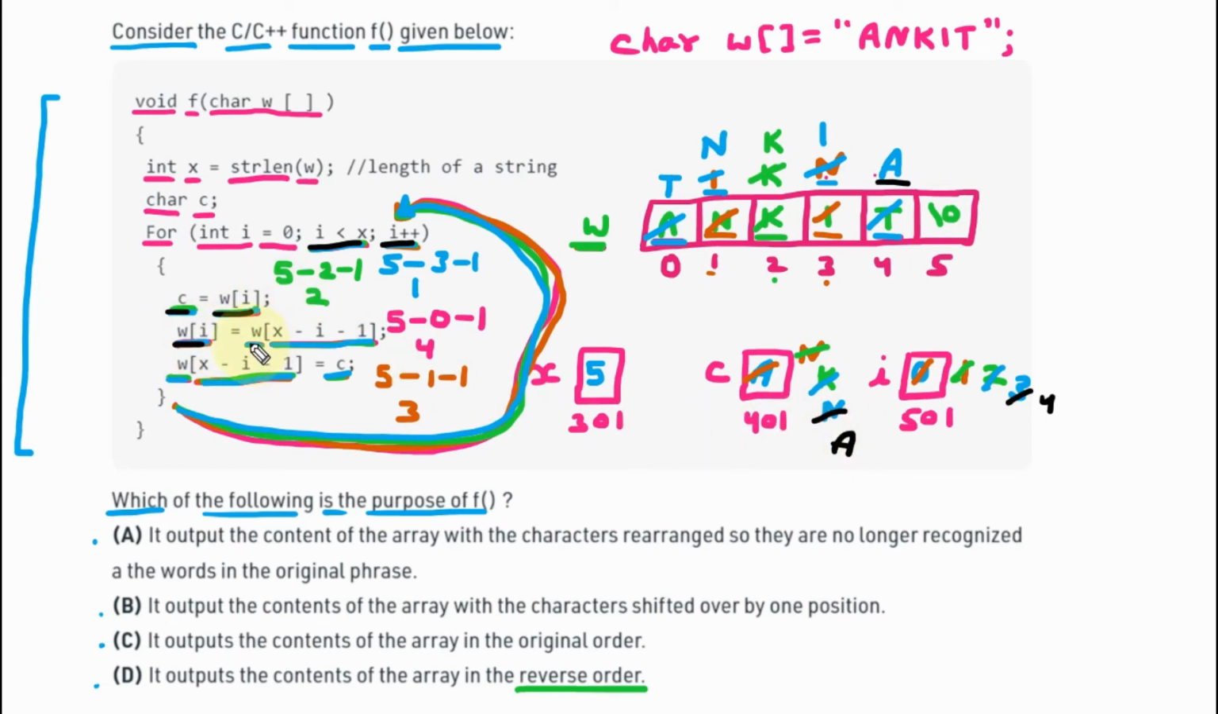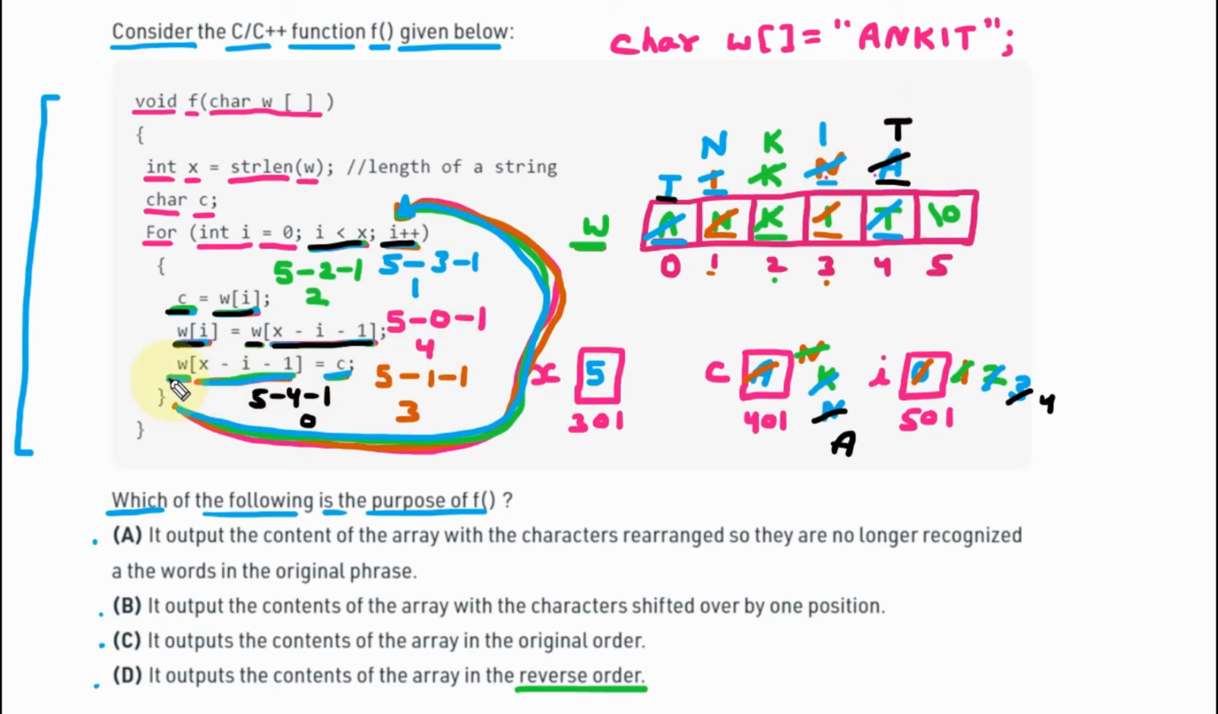Afterward, wi is equal to wx minus I minus 1. So here x is 5 minus I is 4 minus 1. So here 4 and 1 is 5. So 5 minus 5 is 0. So w0 is t. So this t is going inside wi and wi means w4. So this t is going at w4 means at this position we have t.